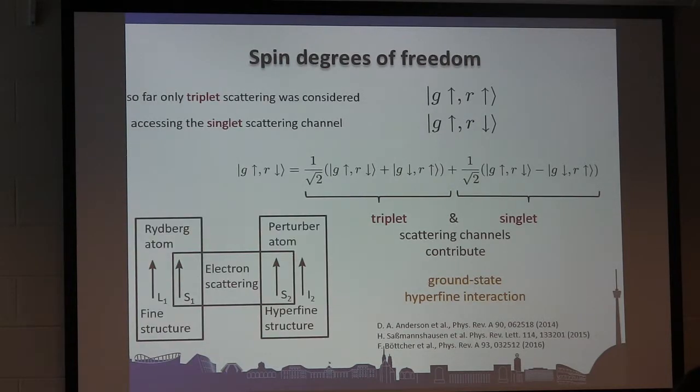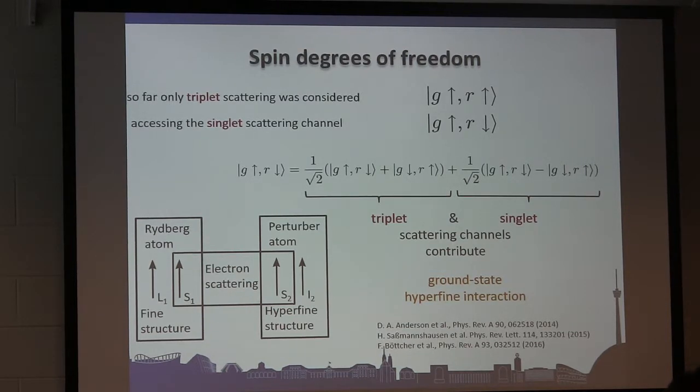So this is what it looks like in the end. We have this hyperfine interaction, as I just told you. We have the electron scattering between this Rydberg electron and the neutral perturber atom, which is singlet or triplet, and we have the fine structure of the Rydberg atom very close to this spectrum.